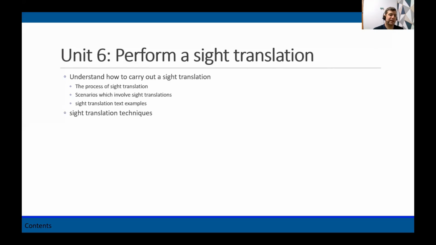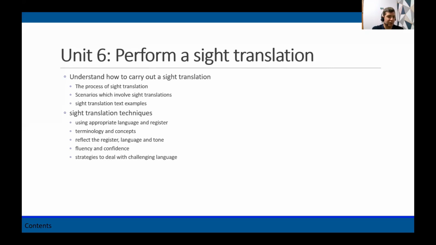And then we look at site translation techniques. Similar to Unit 5, we're looking at the different techniques you'd be expected to exhibit as an interpreter and also in your exam. That includes using appropriate language and register, terminology and concepts, reflecting the register, language and tone, fluency and confidence, strategies to deal with challenging language, how to paraphrase the meaning of complex terms and phrases, how to again clarify any uncertainty that you might have, and what kind of reference materials are relevant and allowed in a site translation as well.